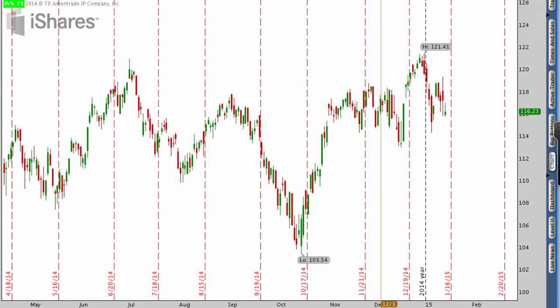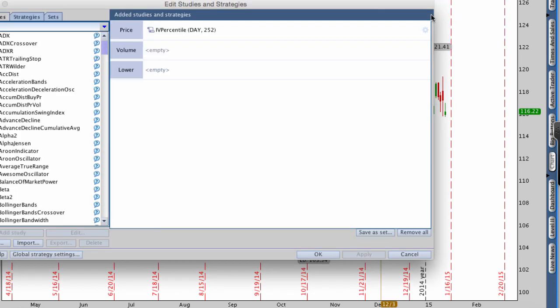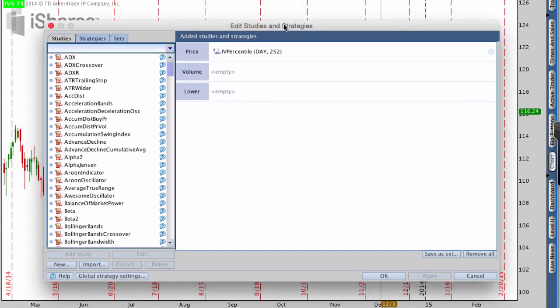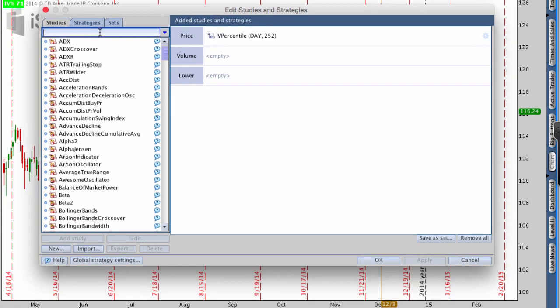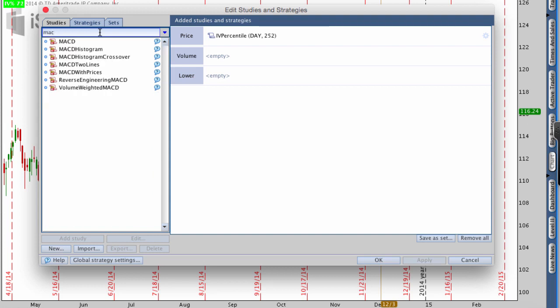So what I want to do first is go up to where it says studies, and I want to edit studies. You can see there are no studies on here right now, but I'm going to add a study. On the left, I'm just going to search for the first one, which is MACD. I want to use MACD 2 lines, and there's a bunch of different ones you can use: histogram, crossover, 2 lines, just regular MACD, but I like to use 2 lines.